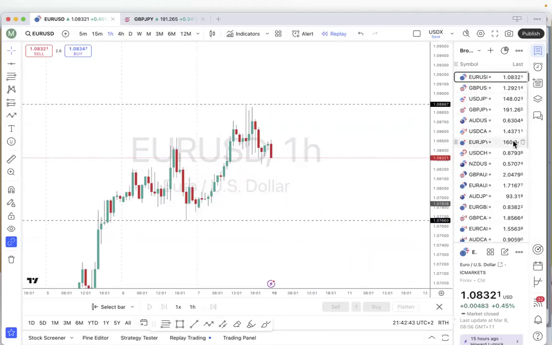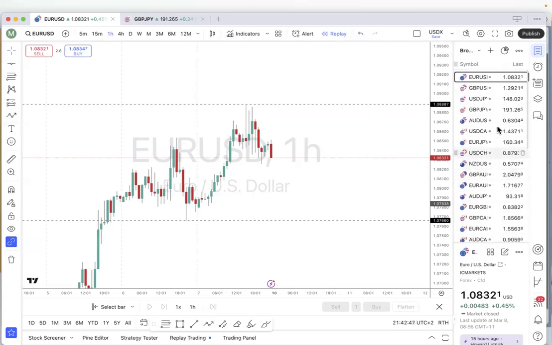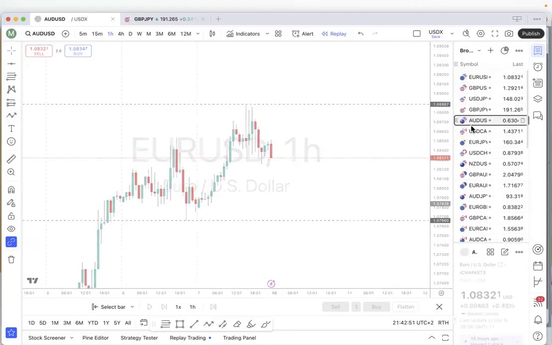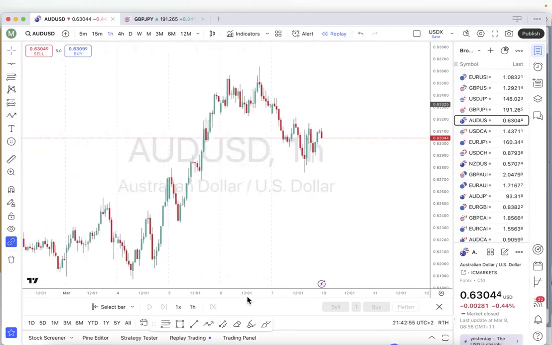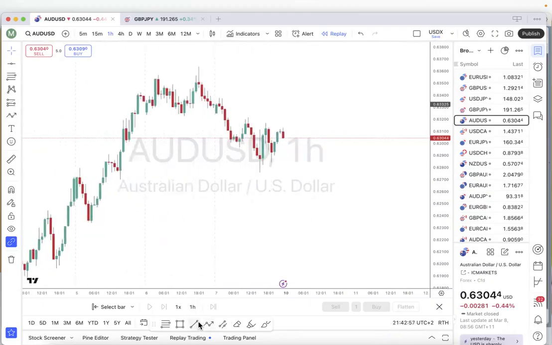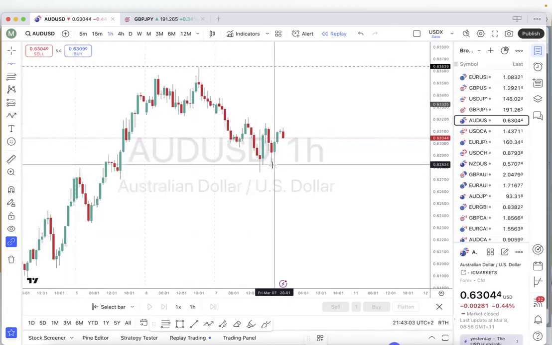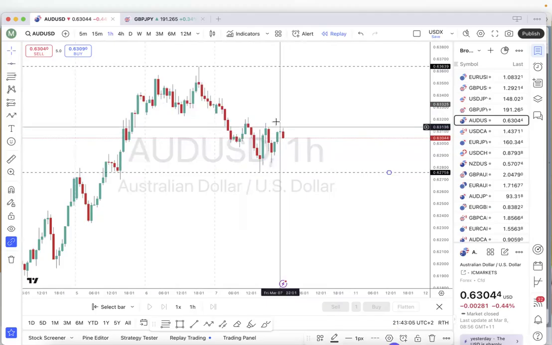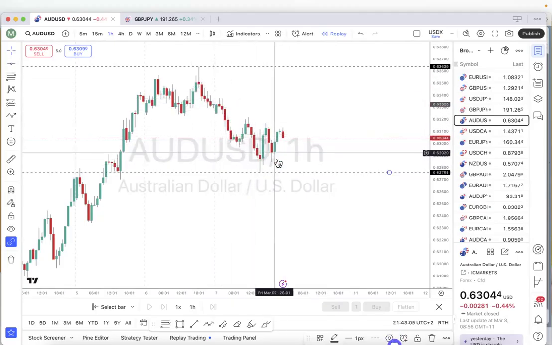But having said that, we did have a couple of wins. I remember we did trade AUDUSD, and this one was pretty good because it moved away from that peak formation, and that was very good. These number of pips are very excellent.